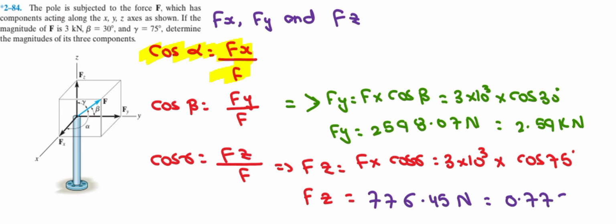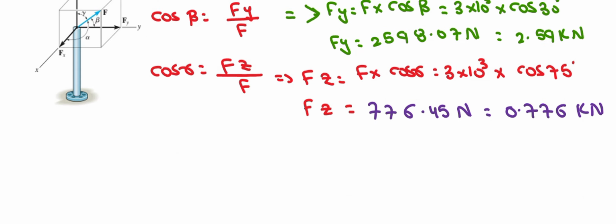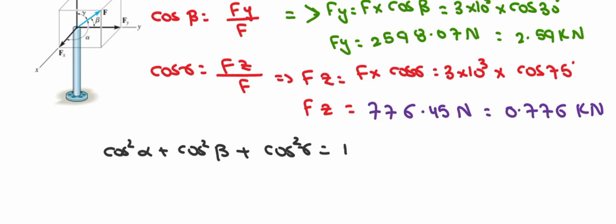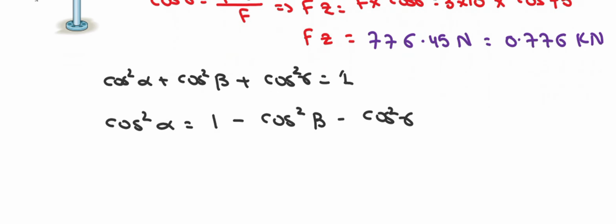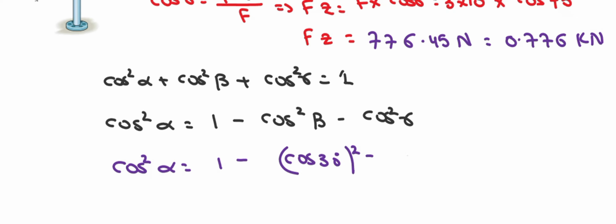But how do we find out the value of Fx? We know that the square sum of direction cosines is equal to 1, and it will be written as cos square alpha plus cos square beta plus cos square gamma is equal to 1. Okay, so cos square alpha is equal to 1 minus cos square beta minus cos square gamma. So we know the value of beta, it is 30 degree, and we know the value of gamma, it is 75 degree. So cos square alpha is equal to 1 minus cos 30 degree whole square minus cos 75 degree whole square.